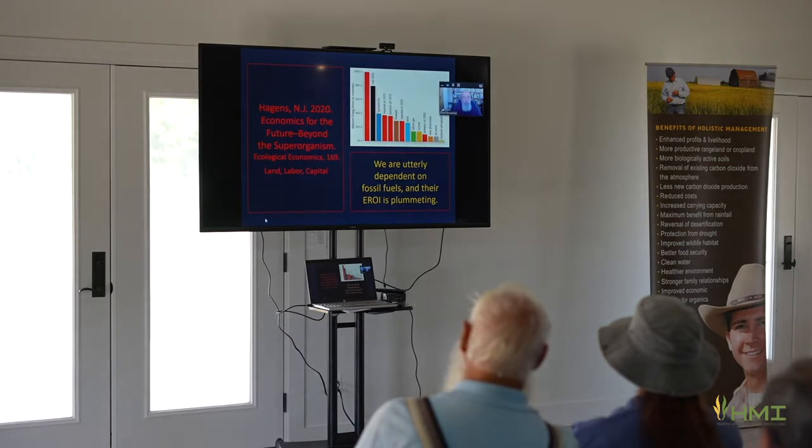I read a paper a while back that really stopped me in my tracks. It's in a journal called Ecological Economics, and he's talking about economics for the future beyond the superorganism. And he's simply, in a quite long article, making the case that our economy based on land, labor, capital has ignored the fact that it was built on incredibly inexpensive fossil fuels, and that we're now, as we know, utterly dependent on those, but their energy return on investment is plummeting. So he has a lot of food for thought in that article about how to proceed.